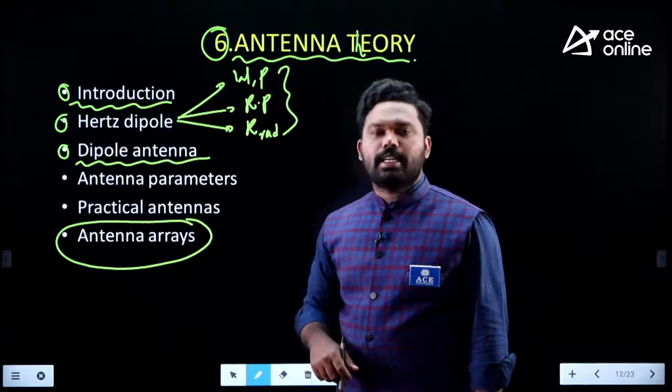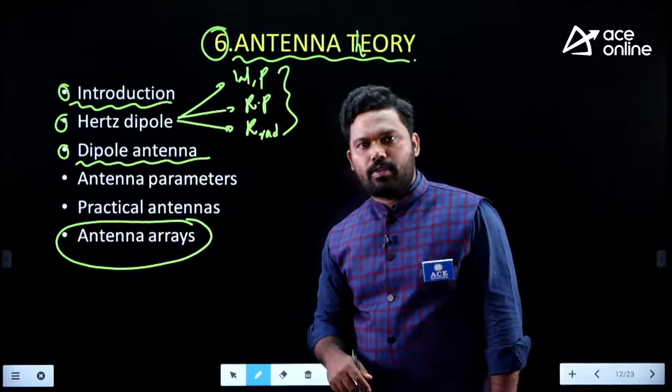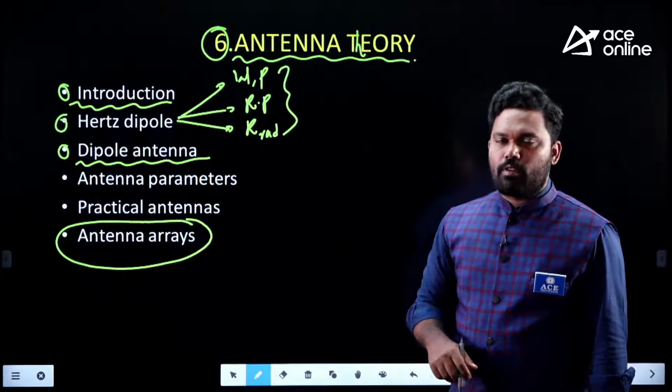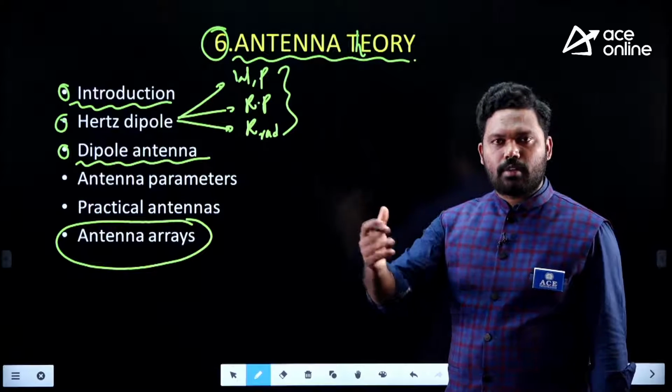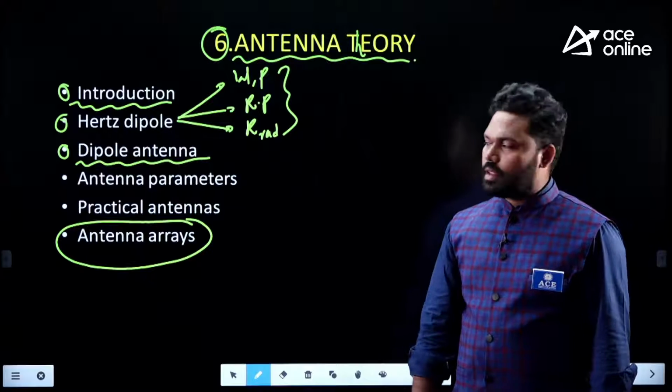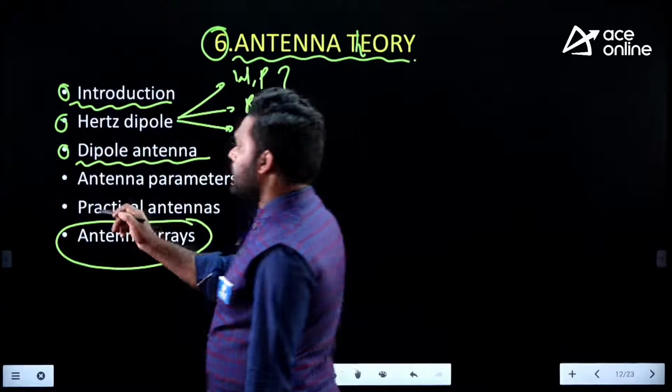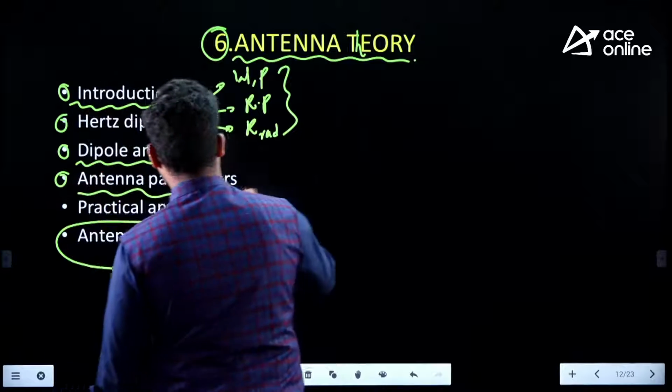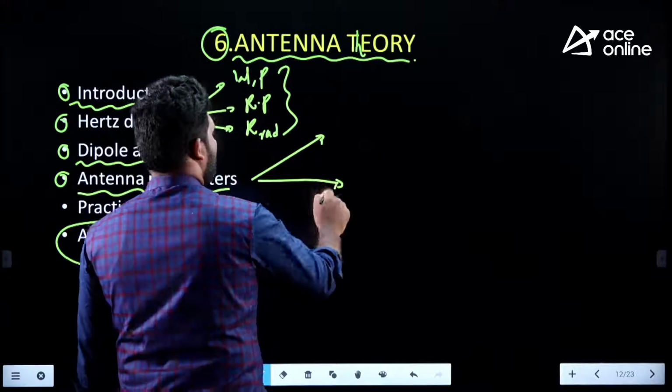Then we're going to have what is called a dipole antenna. A dipole antenna is a practical antenna. There will be a half wave dipole, and what is the field radiated from this one, what is the power of that one, what is the radiation pattern for the different lengths of the antennas. Fine. And then we're going to have what is called antenna parameters.